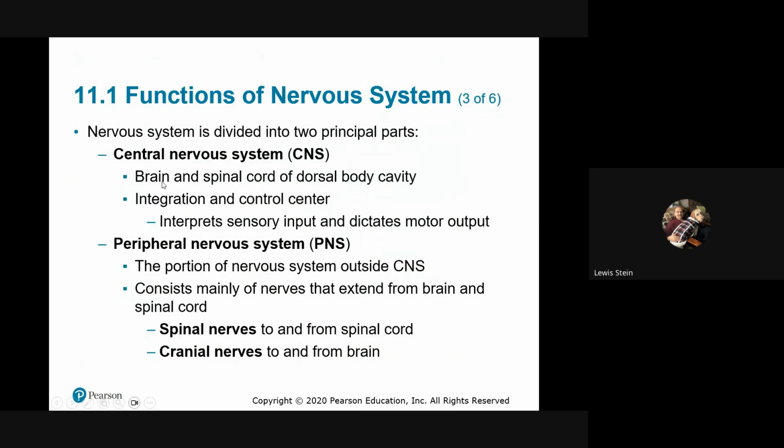Okay? So effectively the processing plant for the incoming signals and outgoing signals is the brain and the spinal cord. It interprets, dictates, and responds to it in some way, shape, or form. Stores that information in some way, shape, or form frequently. So the peripheral nervous system sticks out, protrudes, whatever word you want to use. This is a recurrent construct to be familiar with.